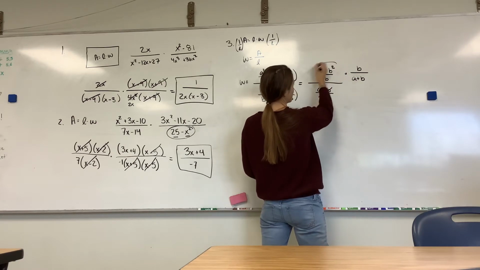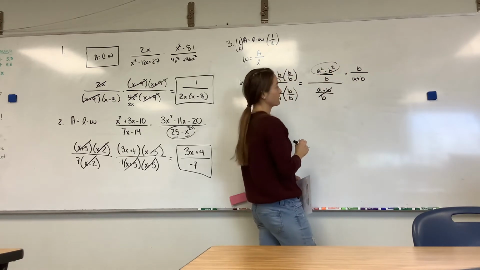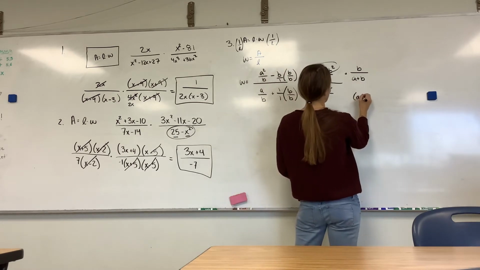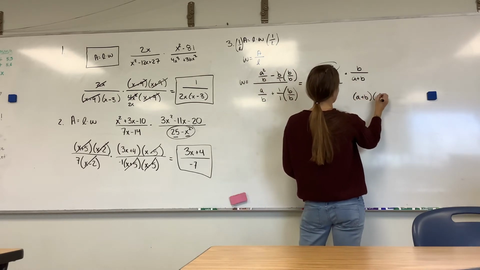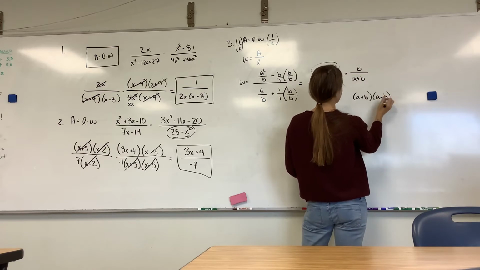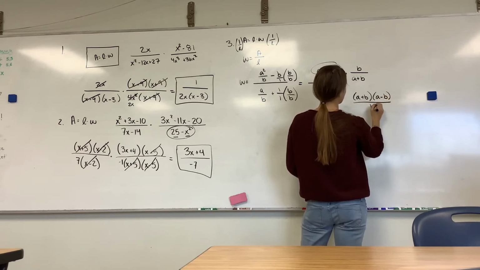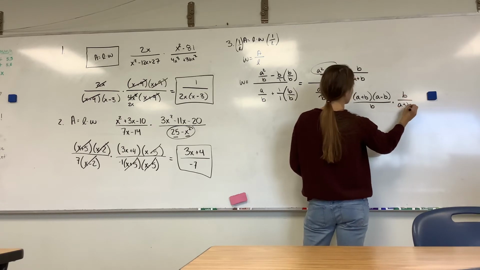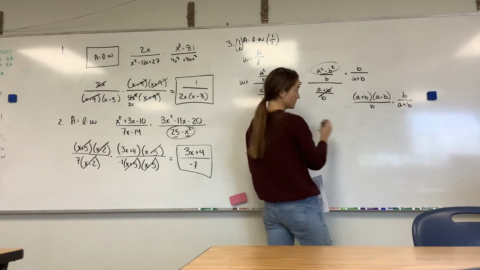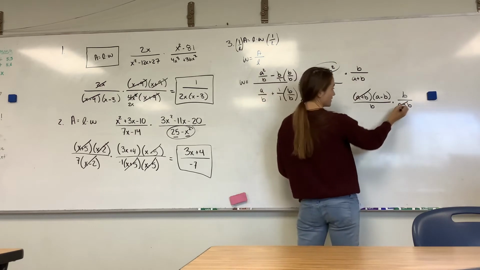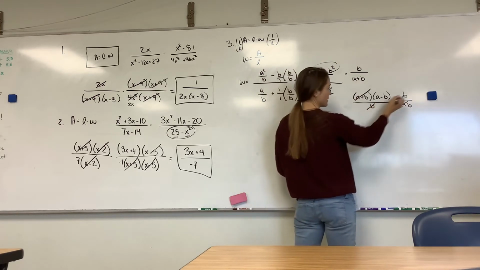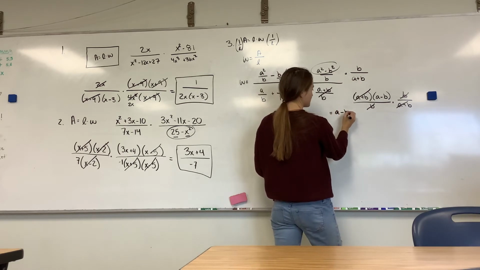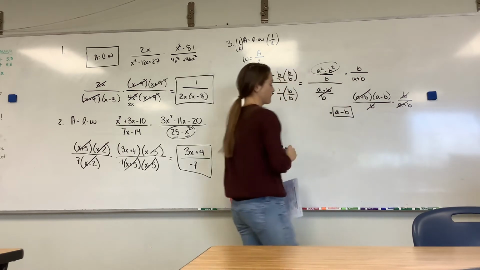So if I'm working with just this and this now, we can do the difference of perfect squares here. So we end up with a plus b times a minus b, all over b, times b over a plus b. This a plus b and this a plus b will cancel out. This b and this b will cancel out. And I am left with a minus b as my answer.